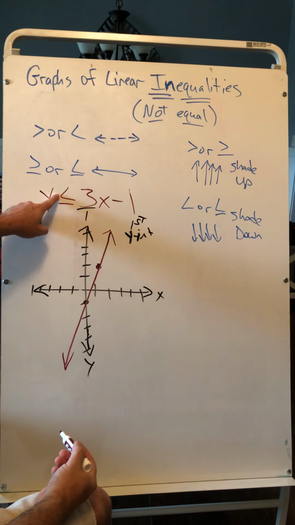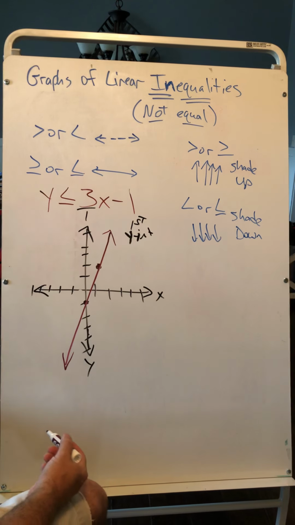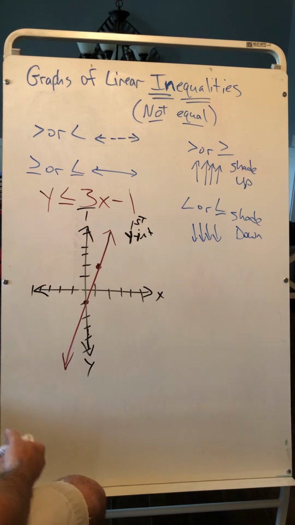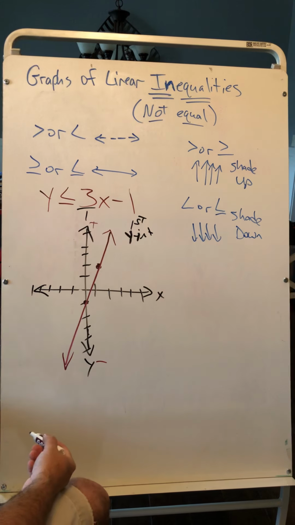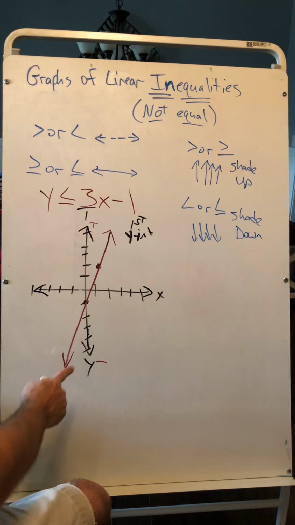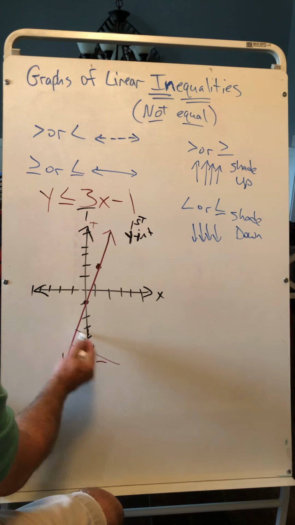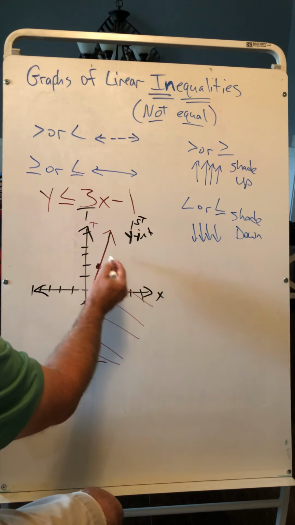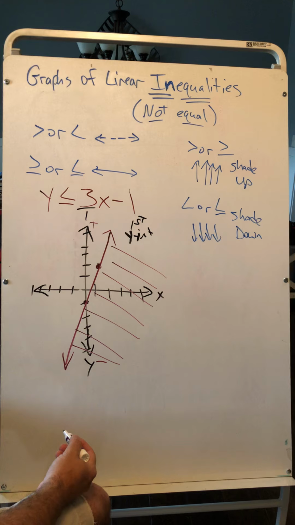Now this is a less than or equal to. Less than shades which way? Down. Well, look on your y-axis. Which way is up and which way is down? This is positive, that's up. This is negative, this is down. So which way am I going to shade? I'm going to shade towards the negative, which is going to be this way, on this side. So I'm shading this direction. And that's your graph.